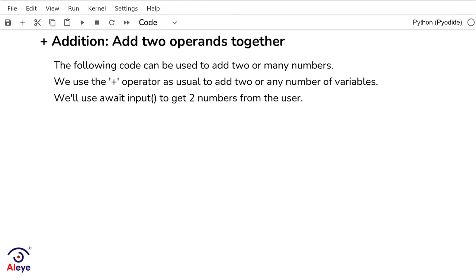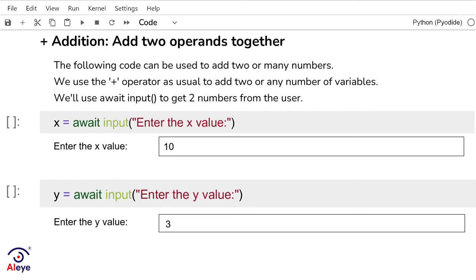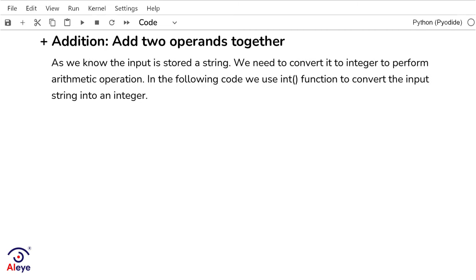Addition. Add two operands together. The following code can be used to add two or many numbers. We use the plus operator, as usual, to add two or any number of variables. We will use the input function to get two numbers from the user. As we know, the input is stored as a string. We need to convert it to an integer to perform arithmetic operations. In the following code, we use the int function to convert the input string into an integer.